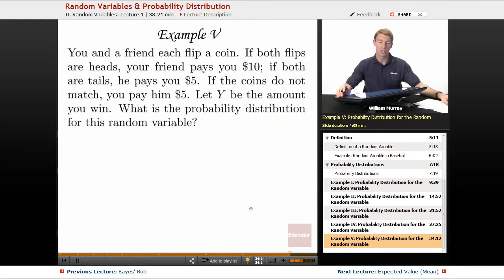In the last example here, you're going to play a game with a friend. You're going to do a little gambling with your friend. You and your friend are each going to flip a coin. So you flip your coin and your friend flips his coin.